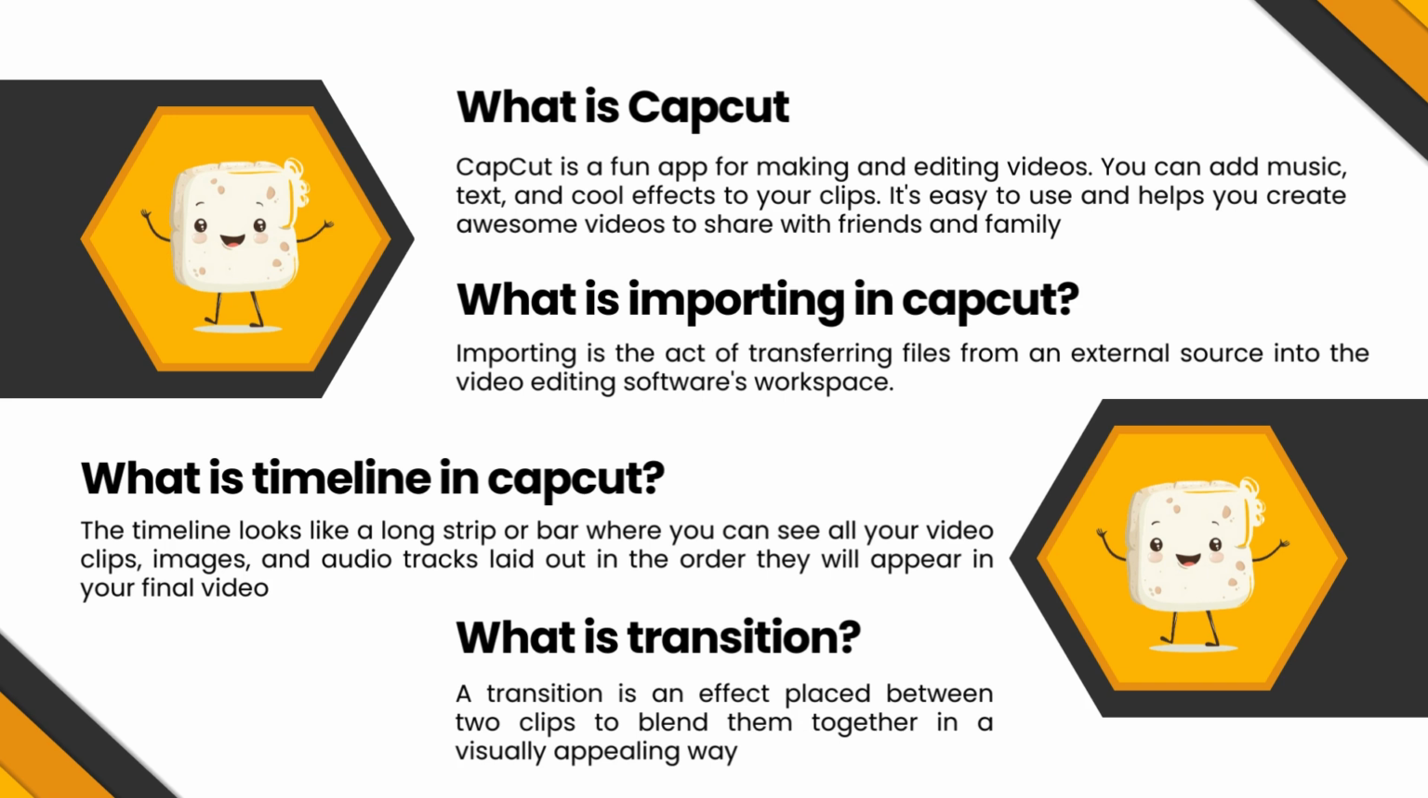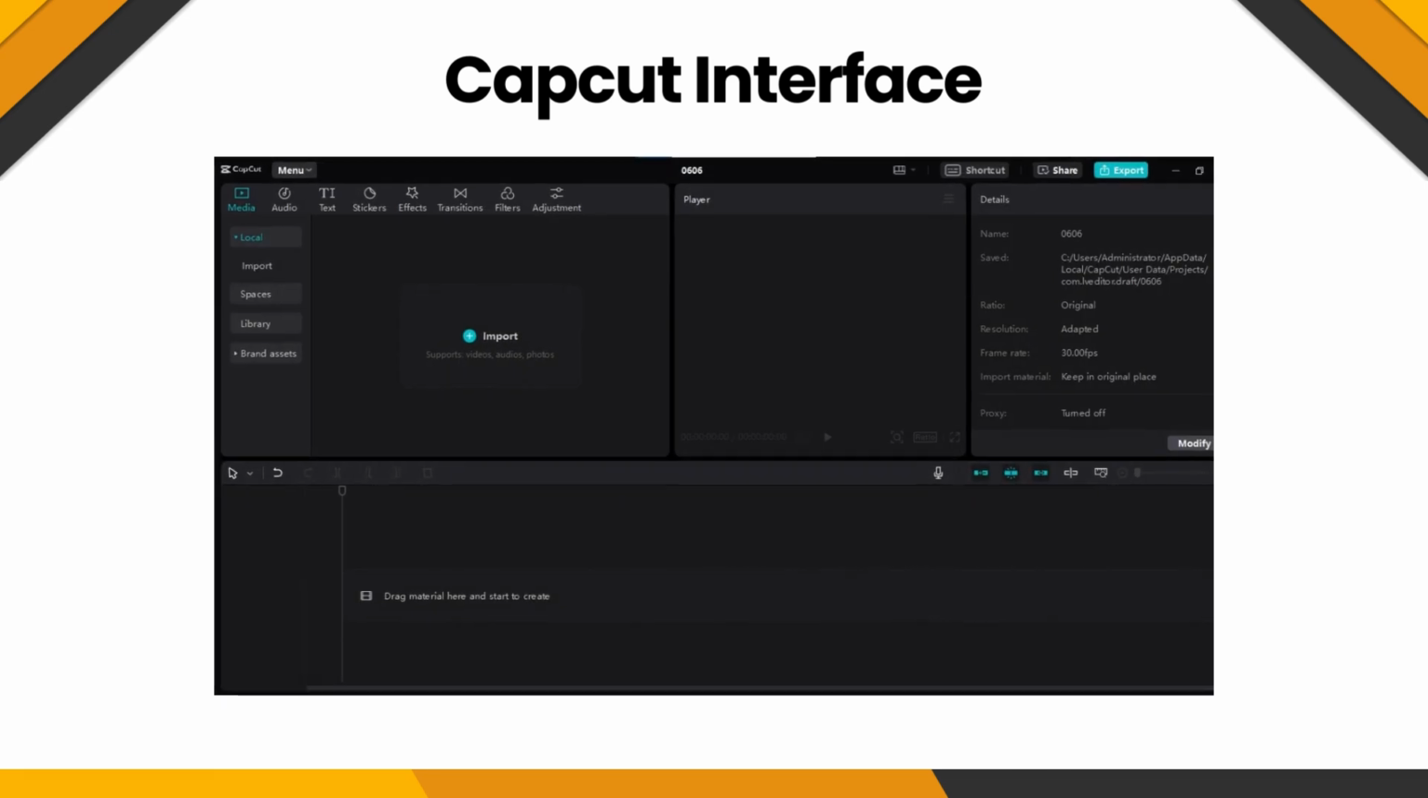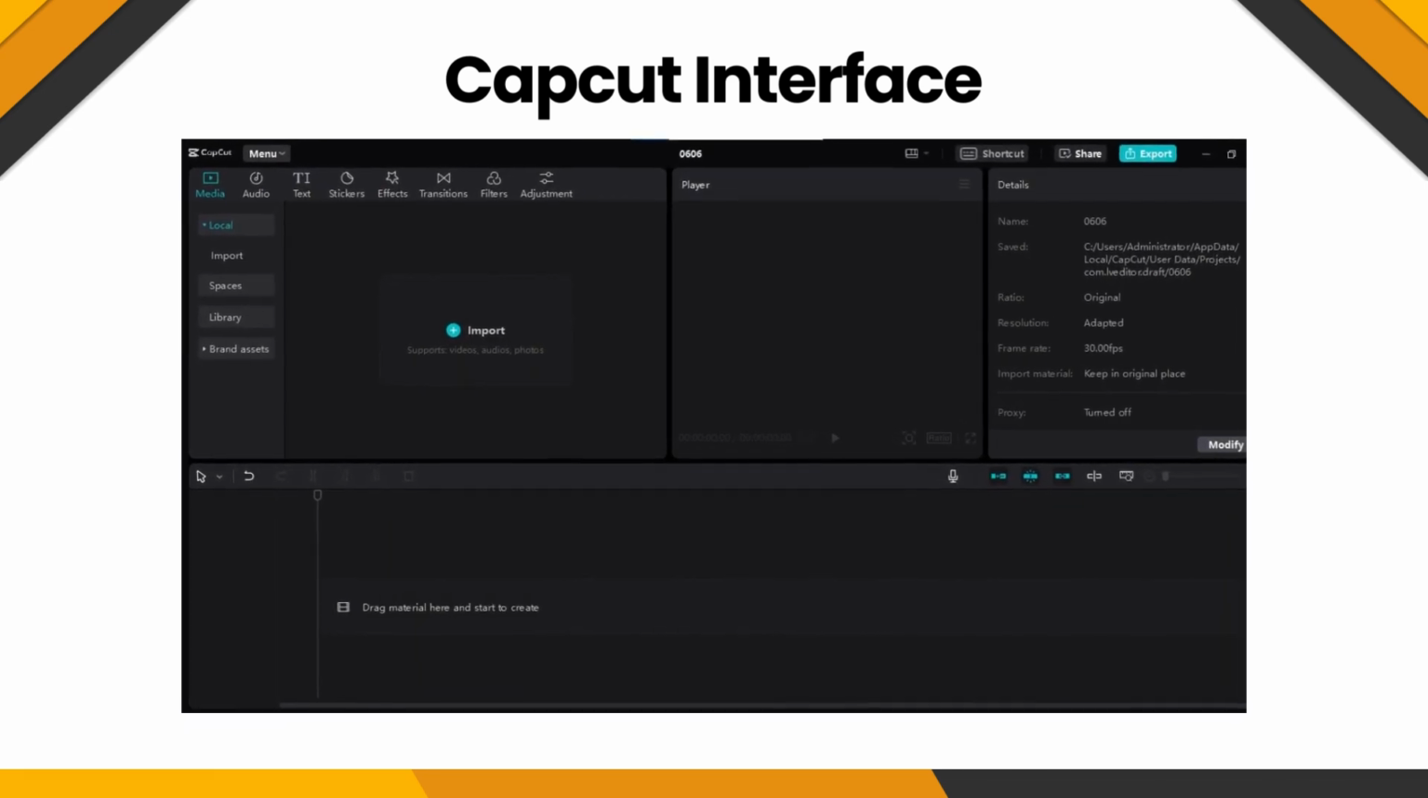What is transition? A transition is an effect placed between two clips to blend them together in a visually appealing way. This is the interface of CapCut.